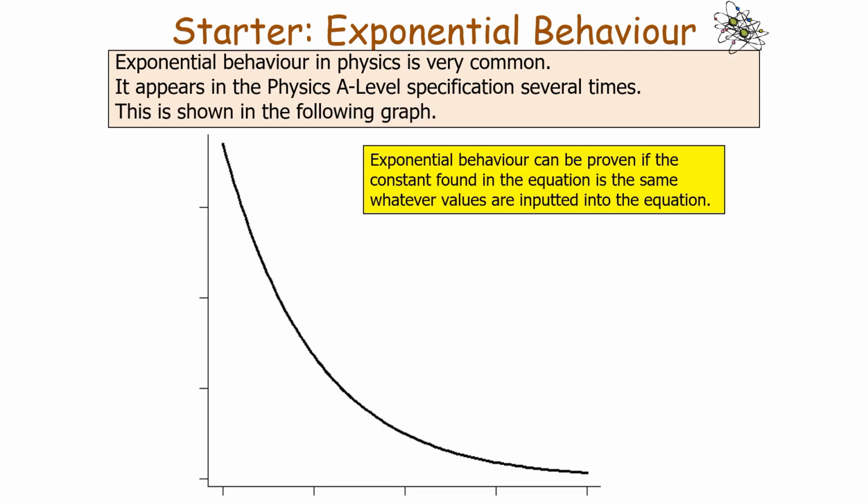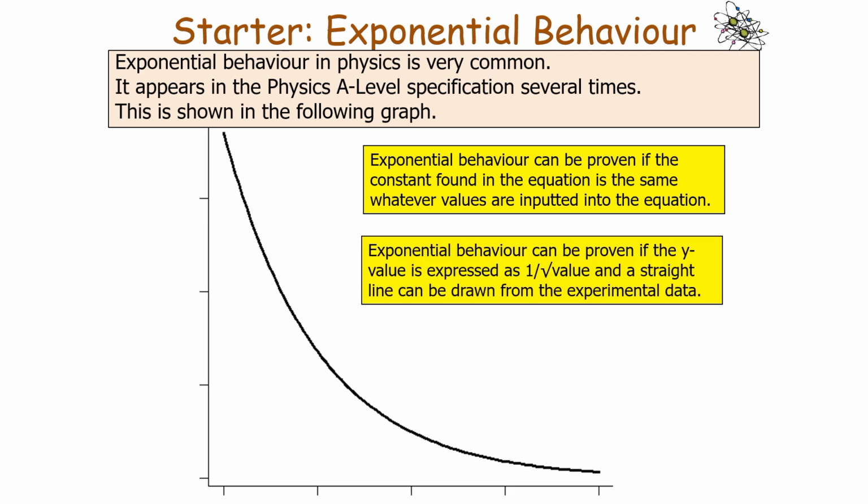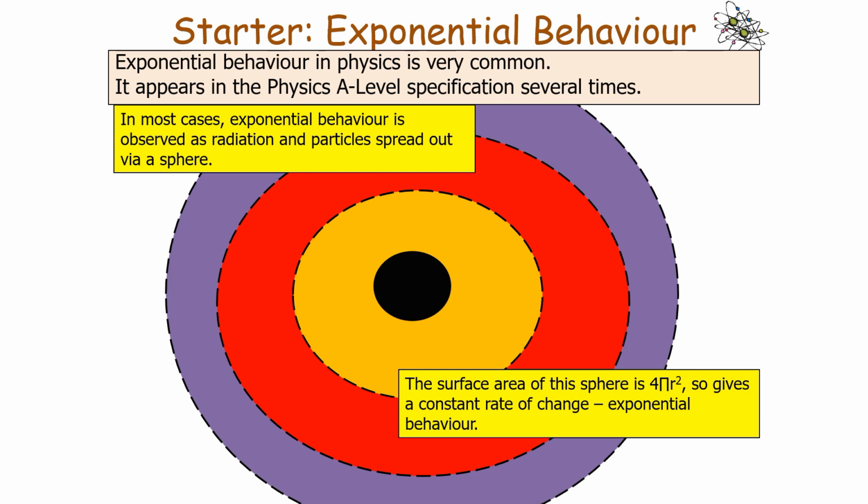Exponential behaviour can be proven if the constant found in the equation is the same whenever values are inputted into the equation. We can prove this if the y value is expressed as a logarithm and a straight line can be drawn from our experimental data. In most cases exponential behaviour is observed as radiation and particles spread out via a sphere, and the surface area of the sphere is 4 pi r squared, so given a constant rate of change, the exponential behaviour follows.